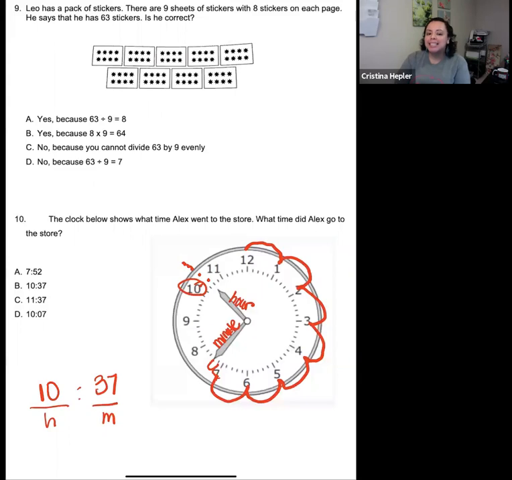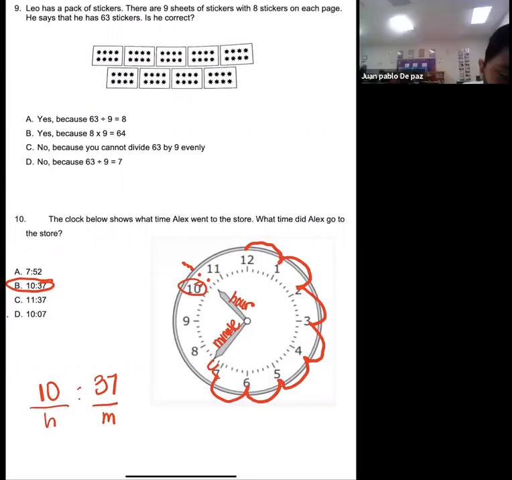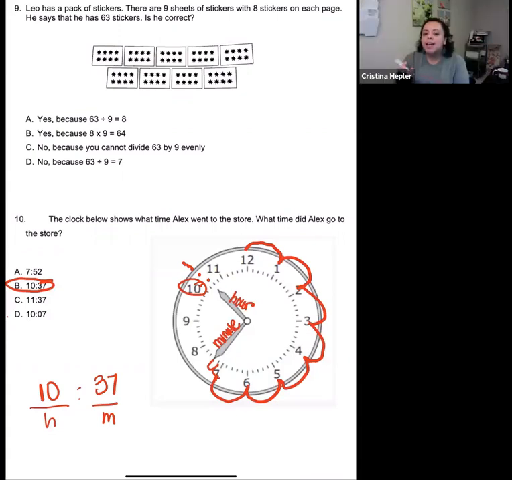Friends made the misconception and chose C because they're saying, oh, it's closer to 11, but that's not how we tell time. The time was 10:37. B. Are you confirming or are you correcting your thinking? Remember, if the hour falls between two hours, then you have to go to the one before. So we need to understand that when an hour falls between two numbers, we have to go to the one before it.